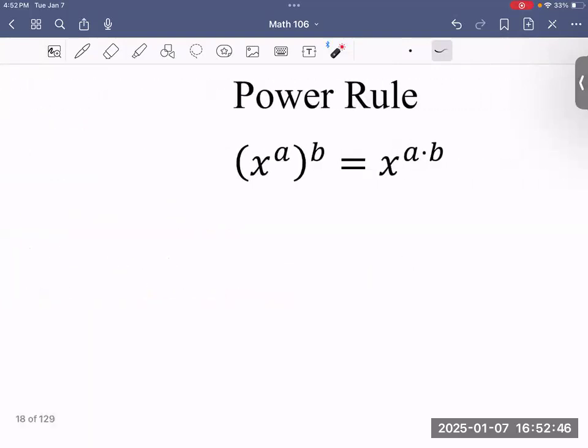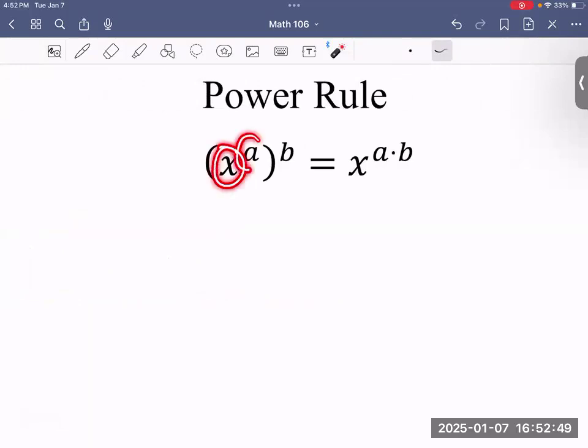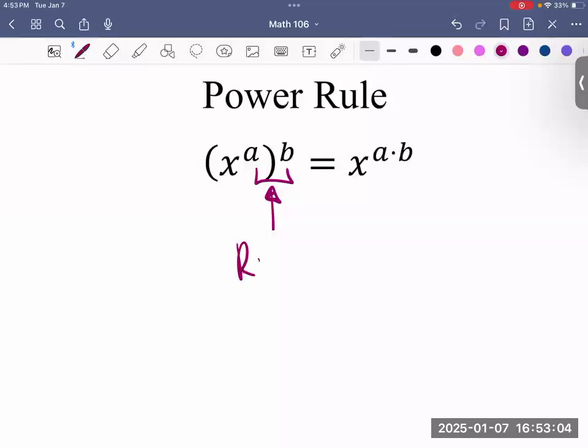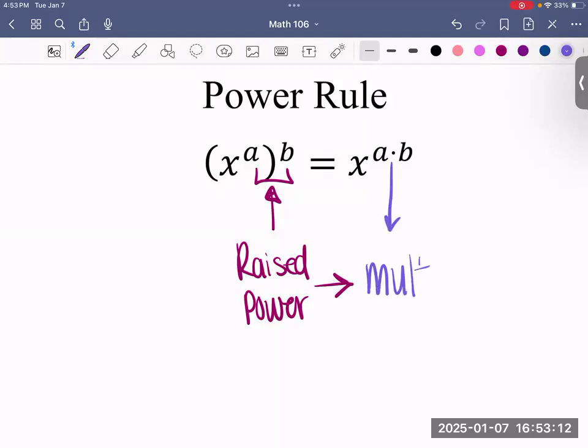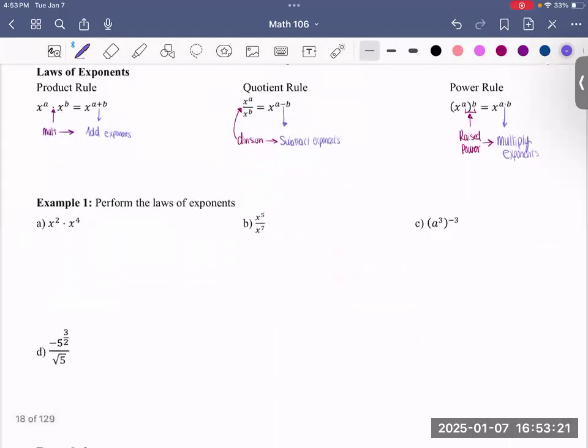Now, the last one is called your power rule. Anytime you have a variable with its own exponent being raised to another exponent, what does it look like we're going to do? Well, it looks like we're going to multiply your exponents. So when you have an exponent raised to another power, we're going to turn that into multiplication. We'll multiply the exponents. So with that in mind, can you guys try to pause the video and do example 1 on your own? Try as much as you can.